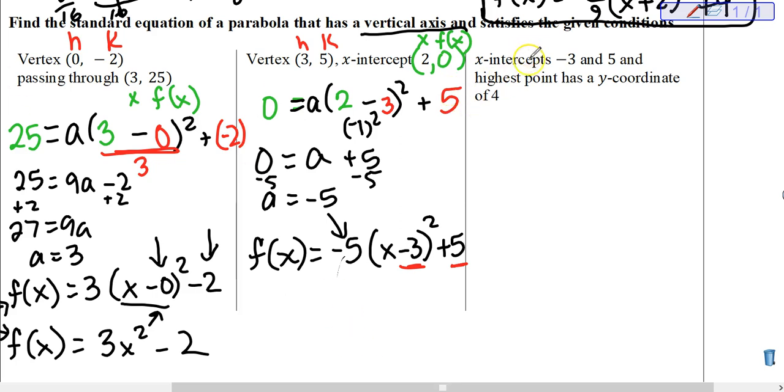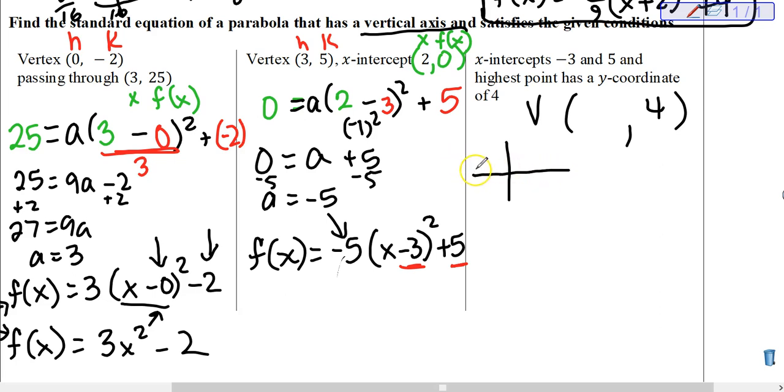Here's what you're given. Your x-intercepts are at negative 3 and 5. And the highest point, what does that indicate, the highest point? The maximum, which is your vertex, right? The highest point has a y coordinate of 4. So here's what I know. On my vertex, my y is 4, but I don't know what my x is. But I have been given 2 other clues to help me out. So maybe I'll just draw a little visual here.